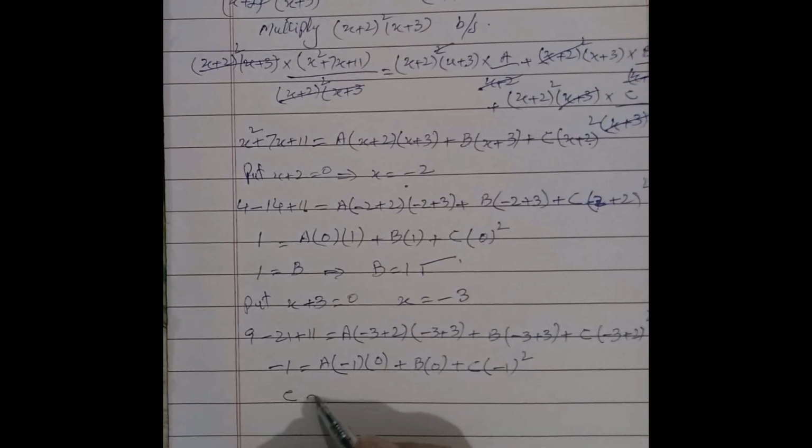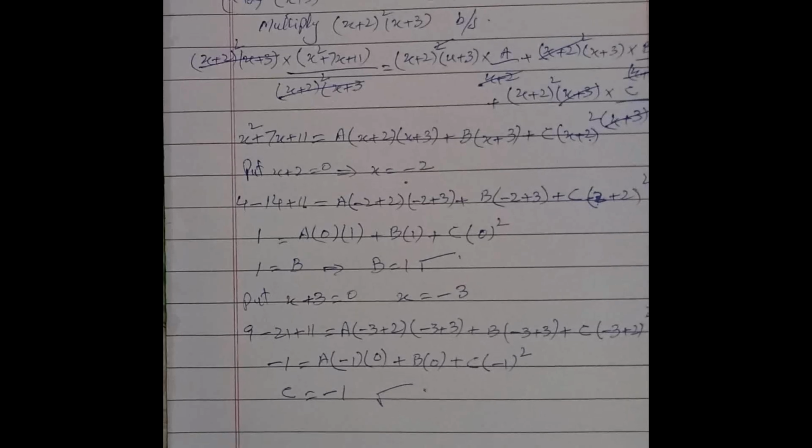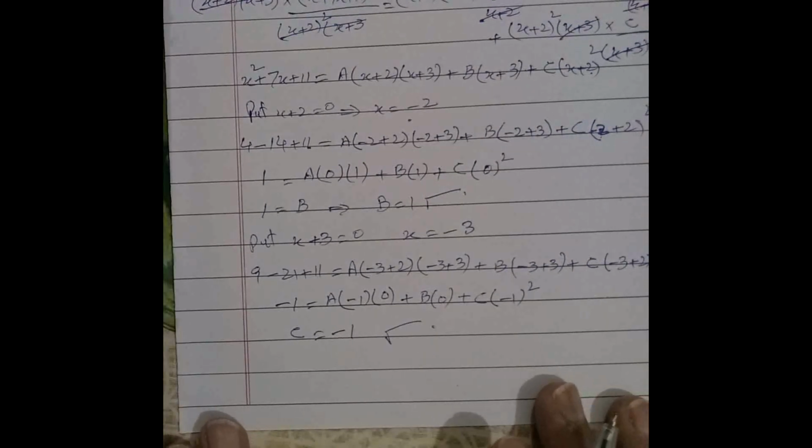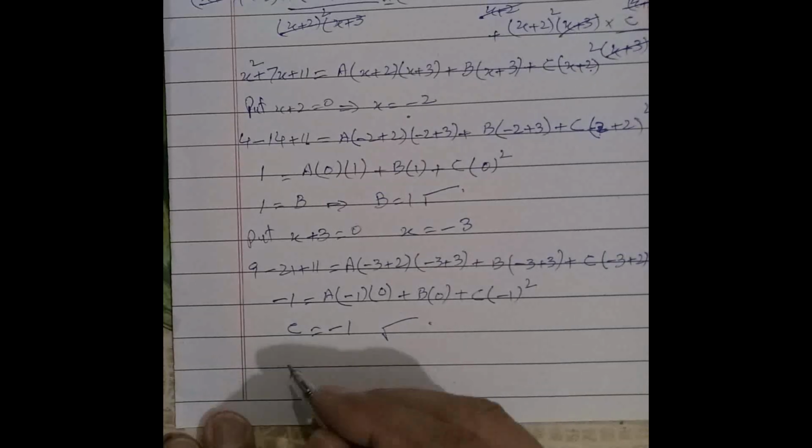So c is equal to minus 1. It is the value of c we get. Now we compare the coefficient of the highest power of x, which is x square.